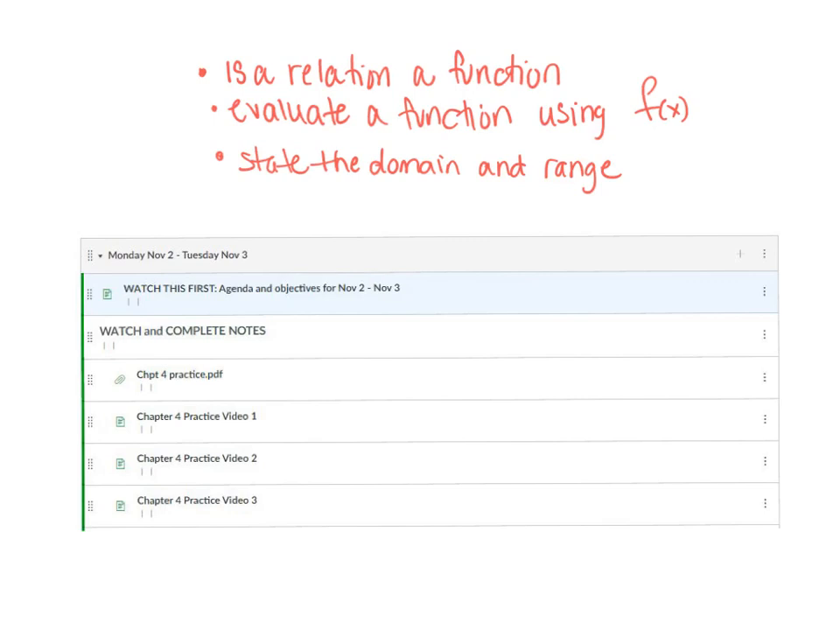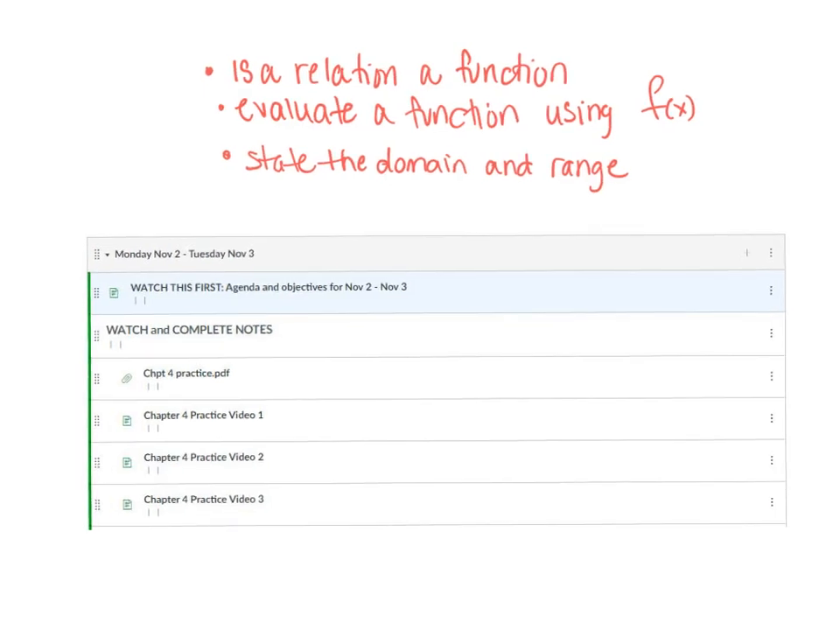We're going to review the agenda for Monday and Tuesday this week, and then talk about what is coming later this week. What you're doing right now is hopefully watching this first. And so I'm going to go through what we should be doing over the next 2 days, okay?